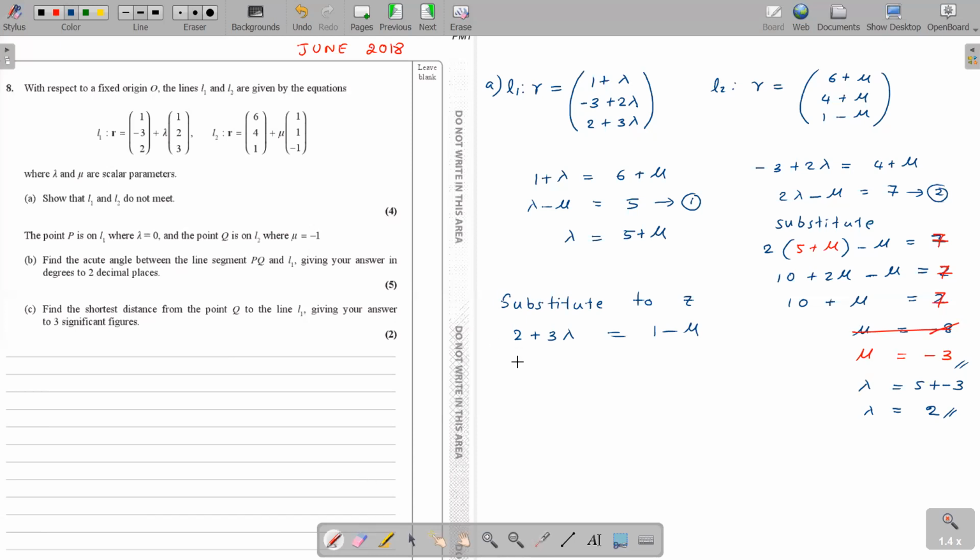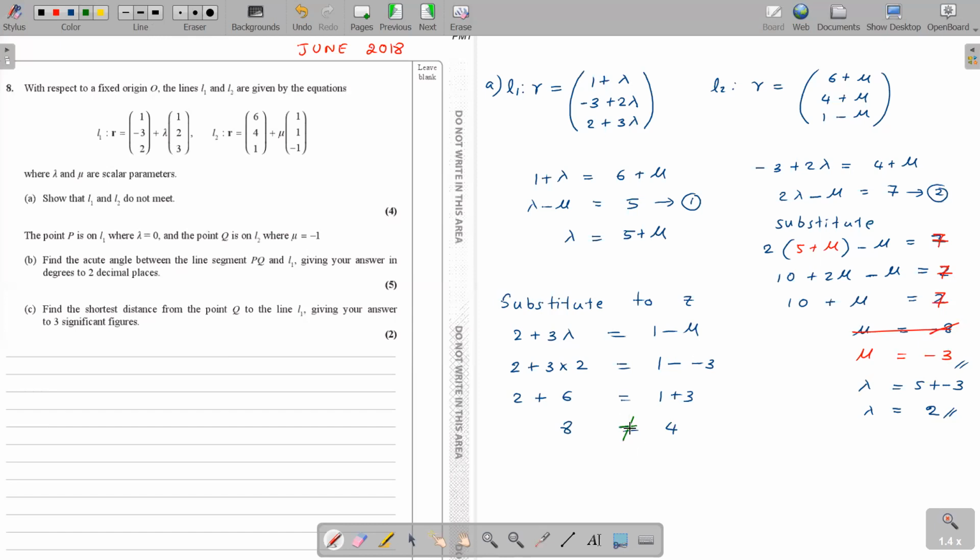So substitute: 2 plus 3 into lambda, which is 2. 1 minus mu is minus 3. Substitute 2 plus 3 times 2, that's 6, so I get 8 here. Over on the other side, 1 minus minus 3 is 1 plus 3, so that is 4. So 8 is not equal to 4, isn't it? 8 is not equal to 4.